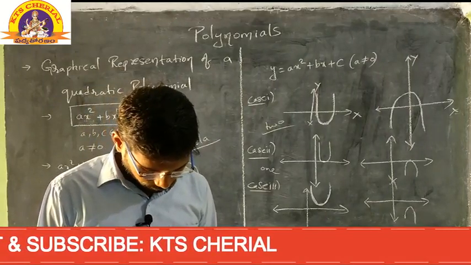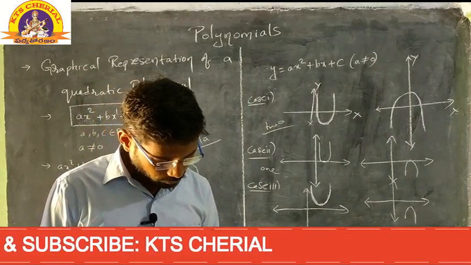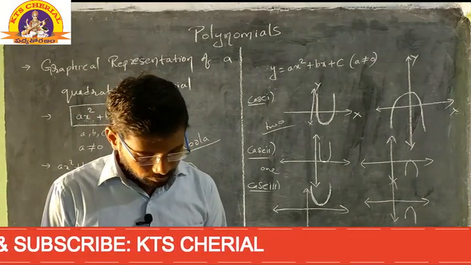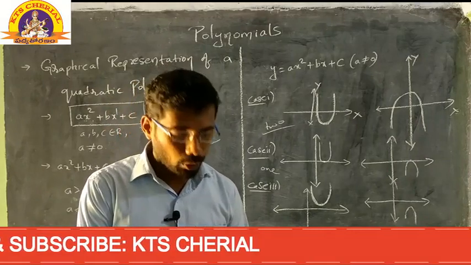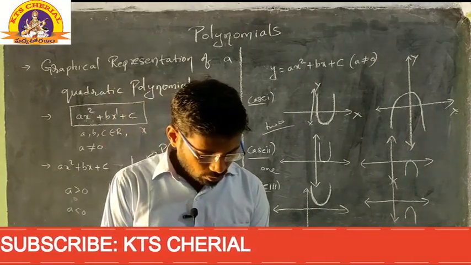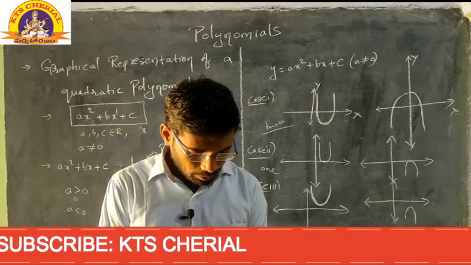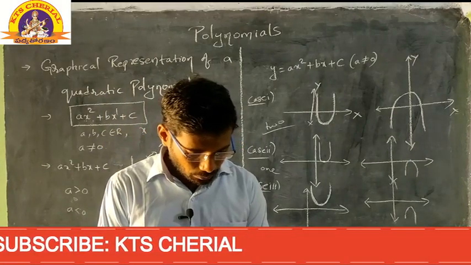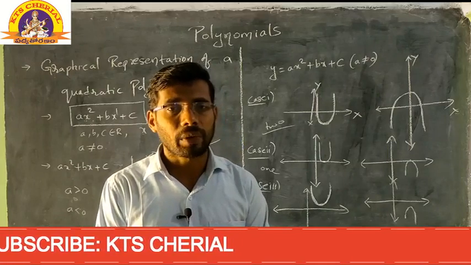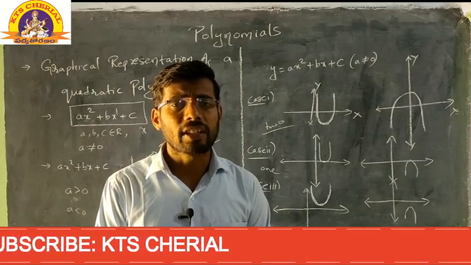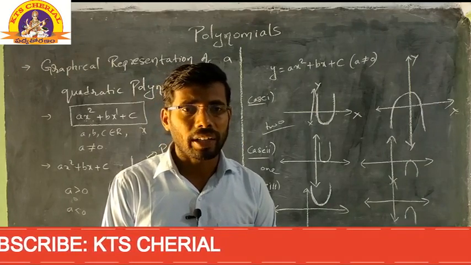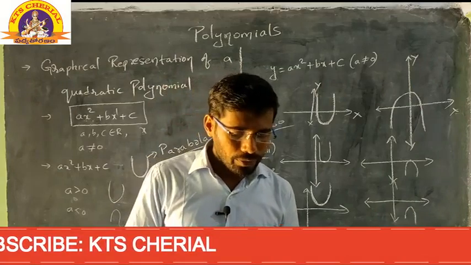Now after this, next we have exercise problems only. Exercise 3.2. In 3.2, first bit: the graphs of y equals p of x are given in the figure below for some polynomials p of x. In each case, find the number of zeros of p of x. There he has given some figures. For those figures, just by seeing the figure, you have to identify the number of zeros.